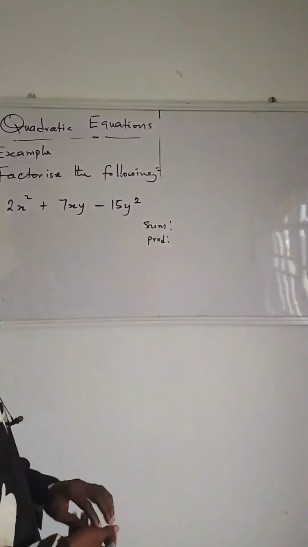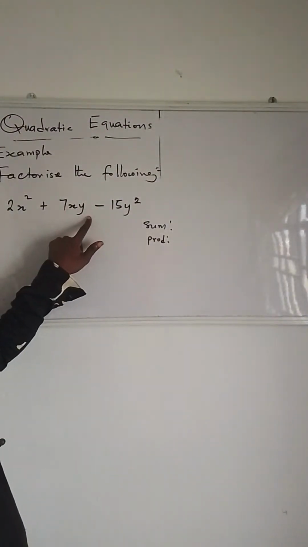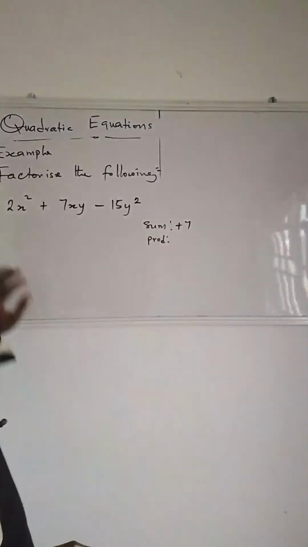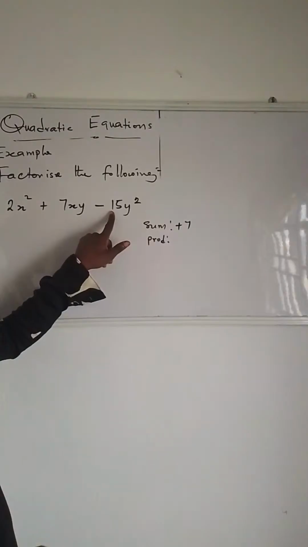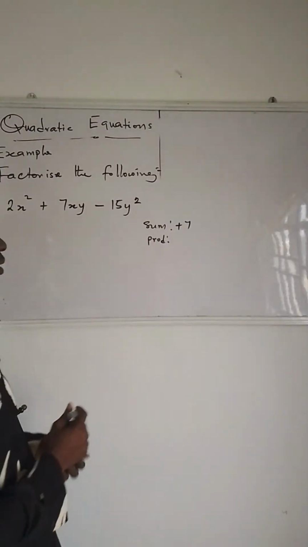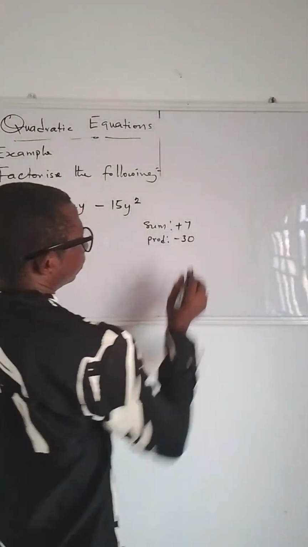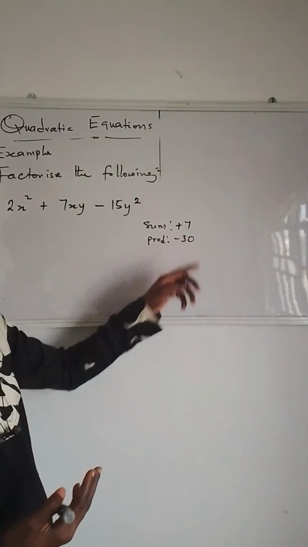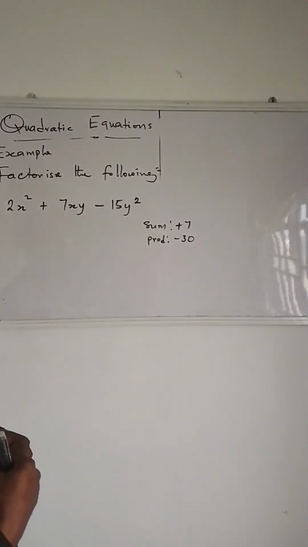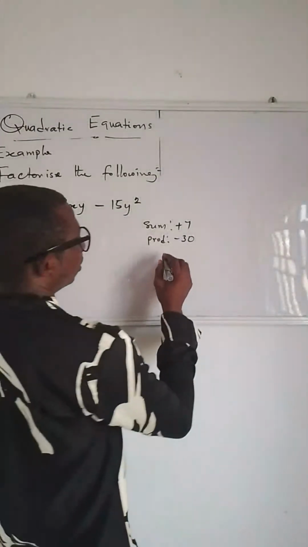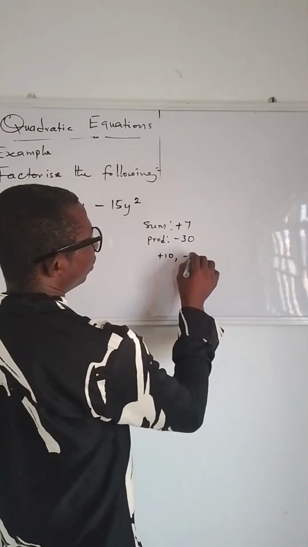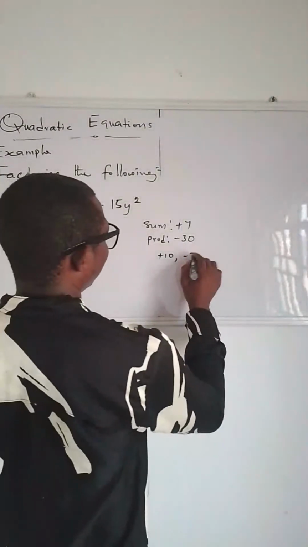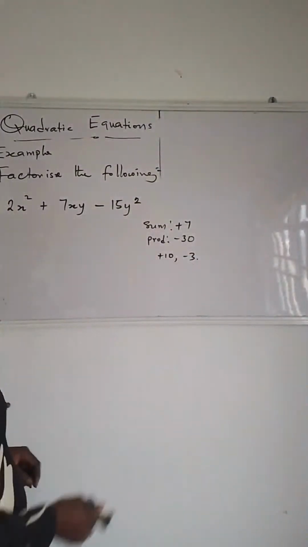The sum is going to be the coefficient of xy, and that is plus 7. The product is going to be 2 times minus 15, and that gives you minus 30. So you look for two numbers such that the multiplication gives you minus 30 and the addition gives you 7. We have plus 10 and minus 3, sorry. So these are the two numbers.